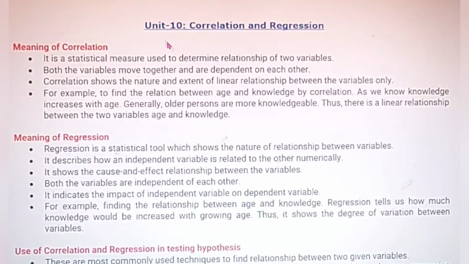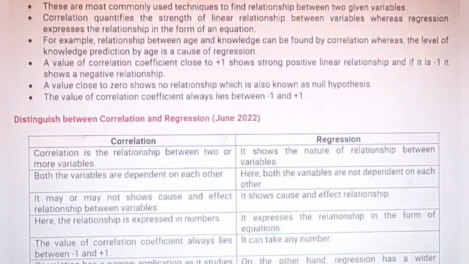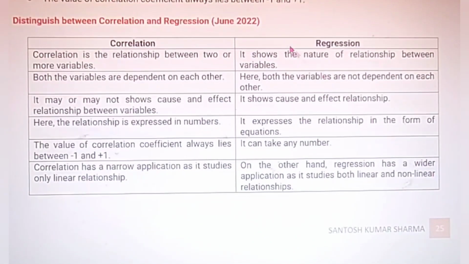Okay, the next unit is unit 10, correlation and regression, one of the most important chapters. And in June 2022, a few questions were there from here. When we talk about correlation and regression, it is clearer from this table of comparison. Now this question came in the June 2022 examination, the difference between correlation and regression. But you might get it as a short note also on correlation or regression. So you must learn these topics properly.